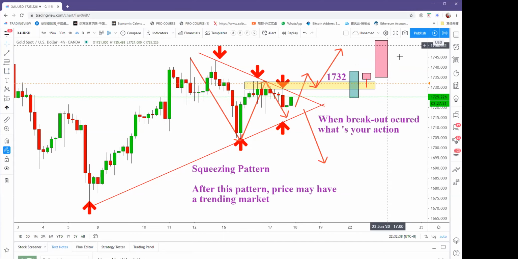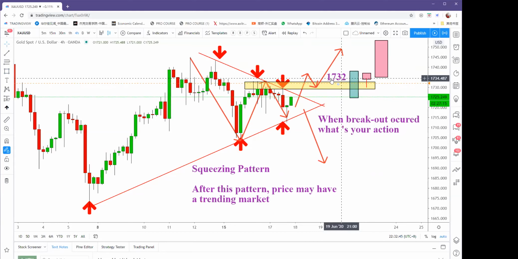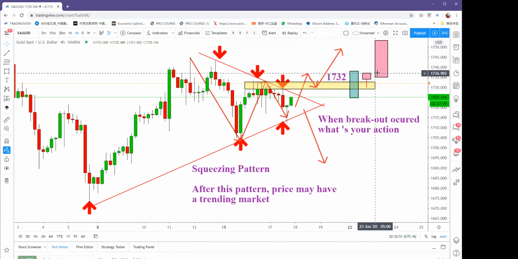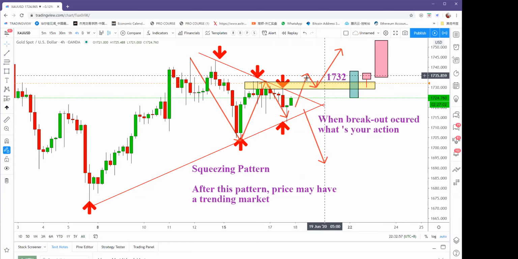Okay, so now you already have the patterns that you're looking for after the price breaks 1732, and go for it. If the market really gives you this pattern, don't miss it. Okay, pull your trigger, because that's all you need to do. You already know what the plan is, and you know where or when you will trigger your plan.